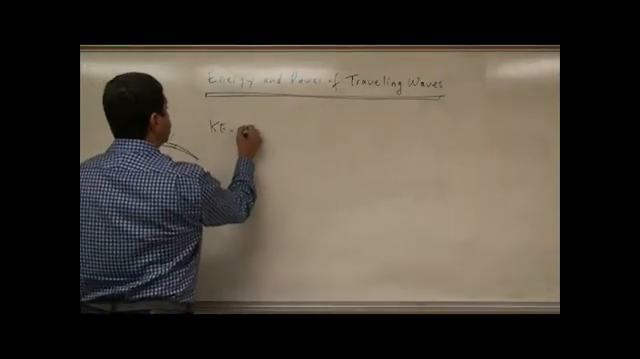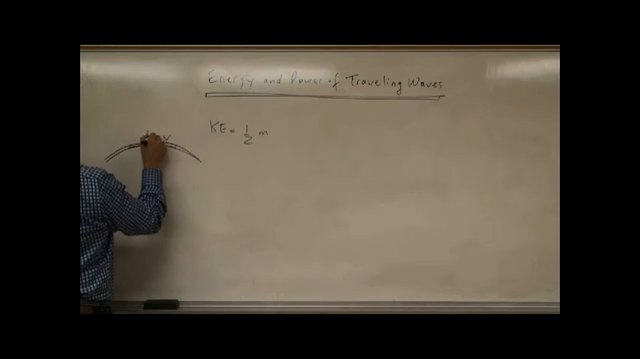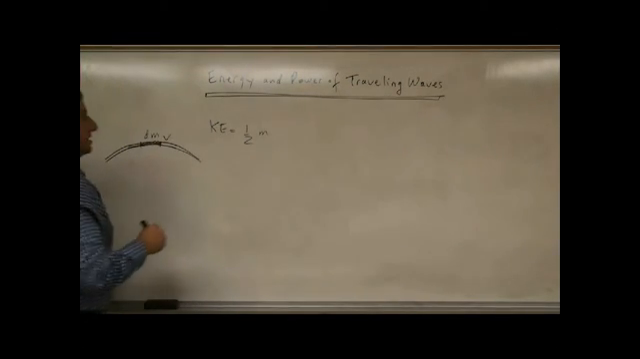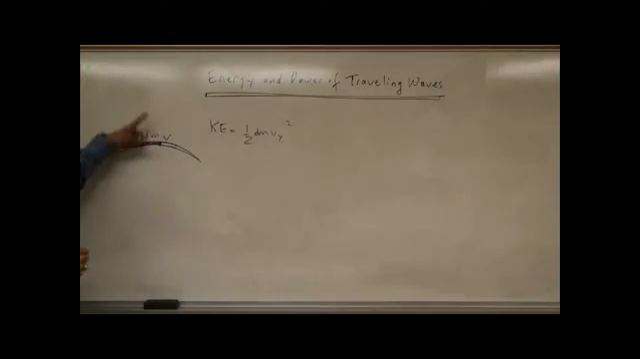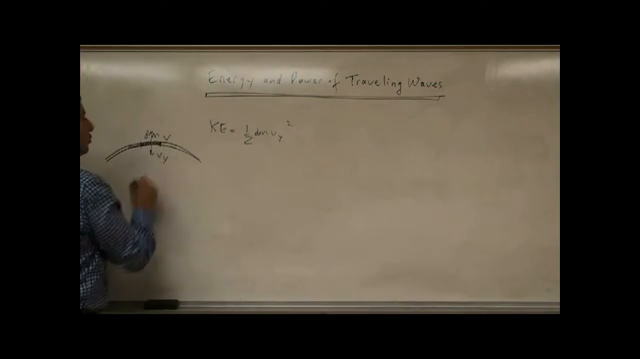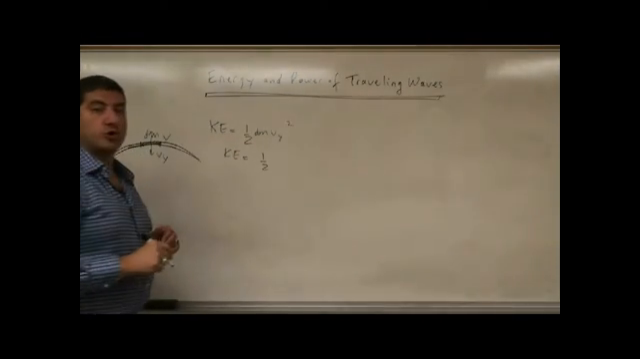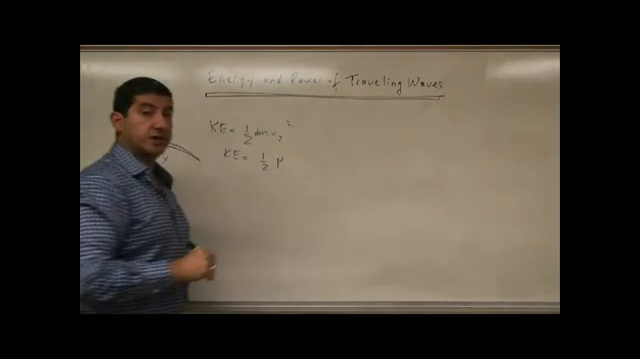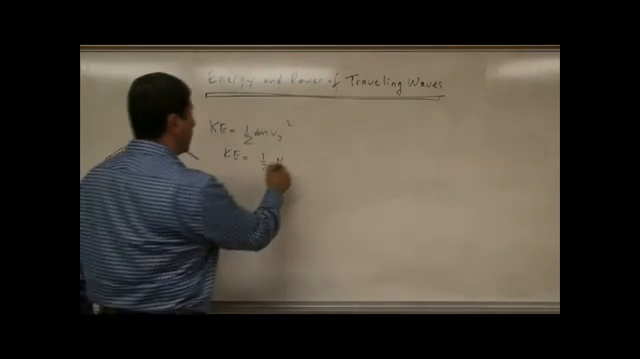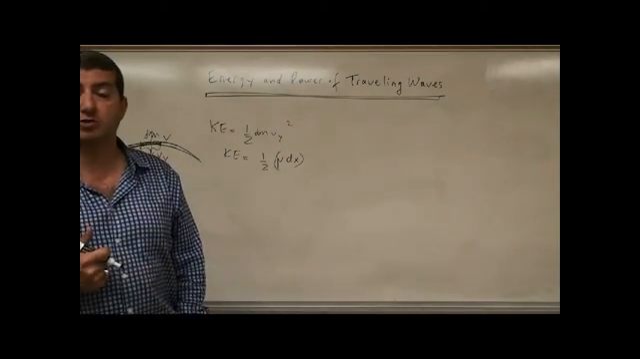The kinetic energy of that piece is going to be half times its mass, dm of that piece, times its velocity squared. Because remember, the velocity is in the y direction, so it's moving up and down, v sub y, right? So now dm, we can call that its linear mass density mu of the string times its length dx.